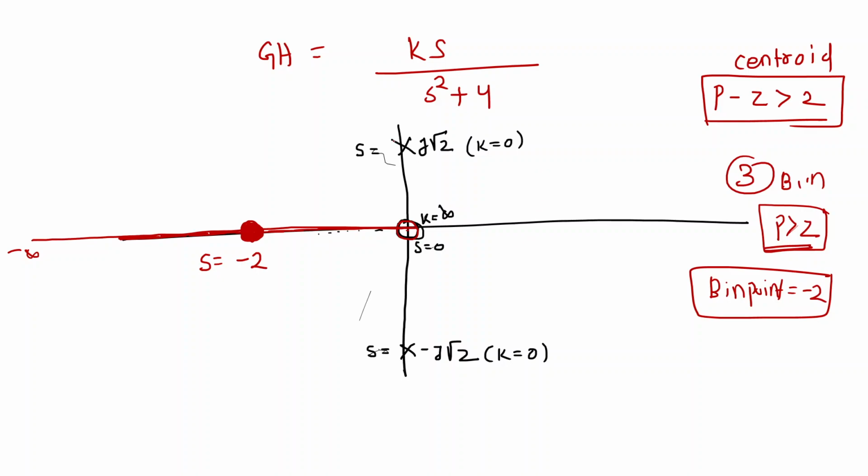As you see, there are complex conjugate poles, so you need to find out the angle of departure. Right, ma'am? Yes, sir. So I am telling you the answer. Don't worry.